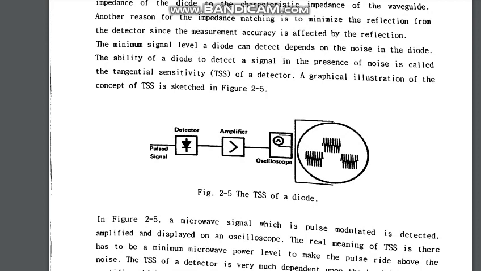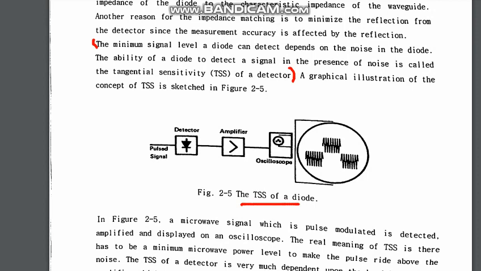And here is the tangential sensitivity of a detector. The minimum signal level is an important question. The minimum signal level a diode can detect depends on the noise in the diode. The ability of a diode to detect a signal in the presence of noise is called the tangential sensitivity of a detector. A graphical illustration of the concept of TSS is sketched below, that is the graphical representation of the concept of TSS.